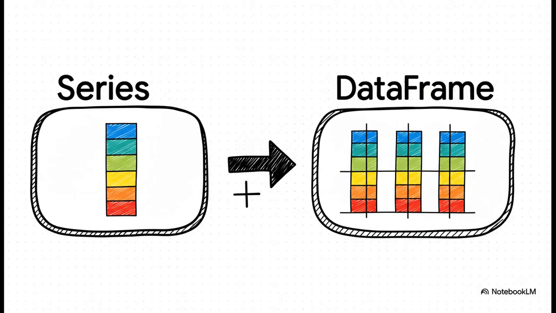Now, to really get Pandas, you just need to know its two core building blocks. First, you've got the Series. Think of that as just a single column of your data. Simple enough. But the real star of the show is the DataFrame. This is your entire table, your whole spreadsheet, but it's one you can control completely with code. A DataFrame is really just a collection of those Series, all bundled together. And that structure? That's where all the power comes from.